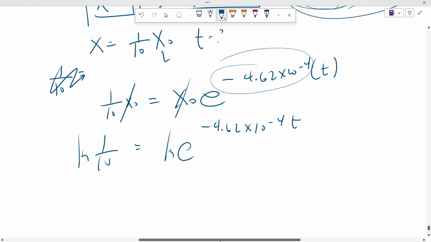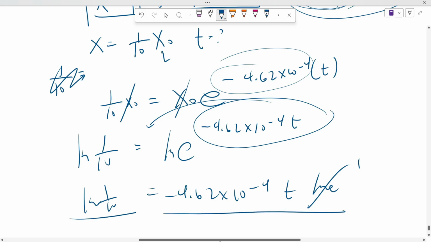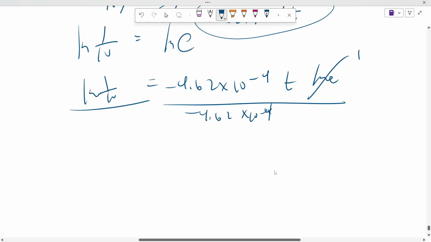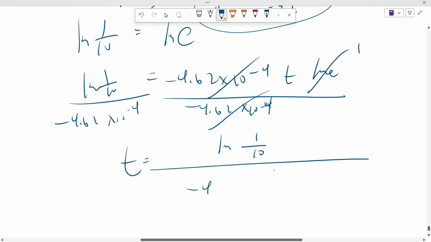ln ko lang yan ng both sides, tas ito mapupunta sa harap. Yung ln e 1 lang yan, di ba? ln 1 over 10. So divide ko lang ng negative 4.62 times 10 raised to negative 4. Cancel, cancel. That time is ln 1 all over 10, divide mo lang daw ng negative 4.62 times 10 raised to negative 4.